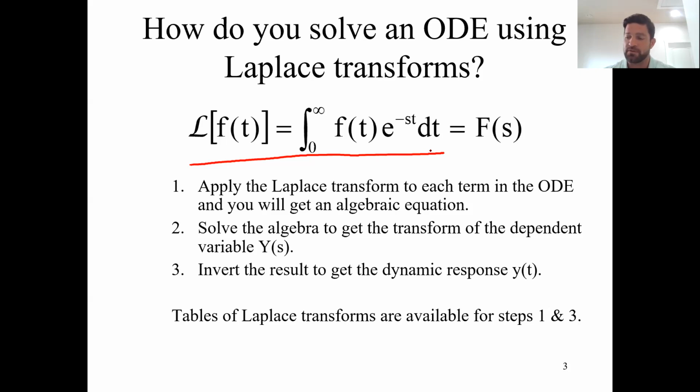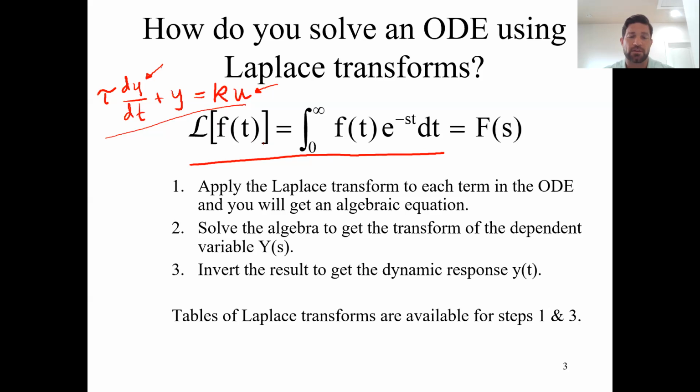Previously, we had an equation that looked like this: tau times dy dt plus y equals k times u. In this case, y is our output function and u is our input function. This is a first order differential equation.